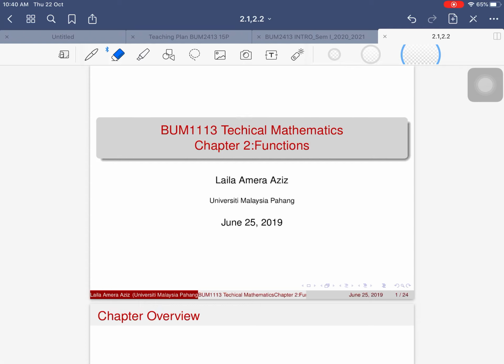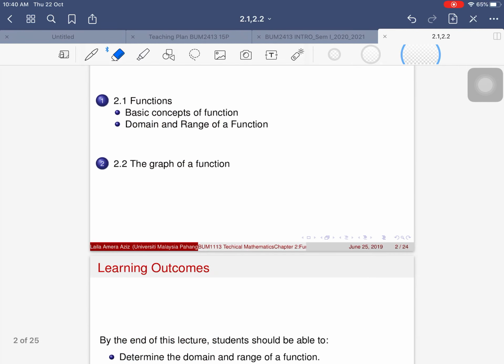In this video, we're going to start with chapter 2, which is the topic of functions. We're going to discuss two subtopics: 2.1 functions, for which we're going to discuss the basic concept and also domain and range. And then for 2.2, we're going to discuss the graph of a function.